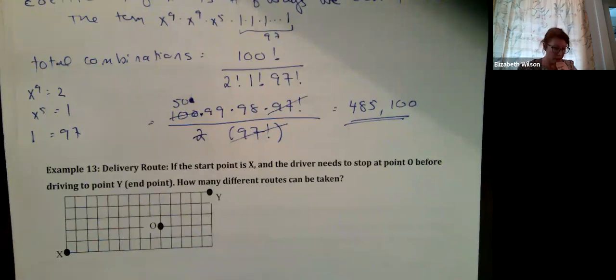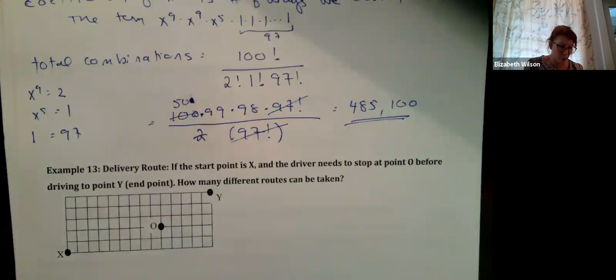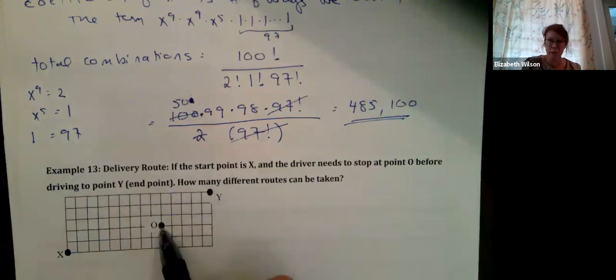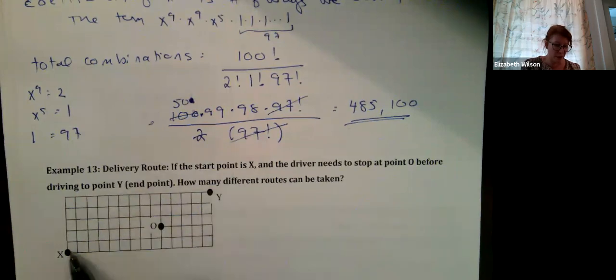All right, so we've got a delivery route. The person's going to start here at point X, and they need to go from X to Y, beginning and end, but they have to stop at point O somewhere along the way. So how many different routes can be taken if I have to go from X to O, and then O to Y, right?